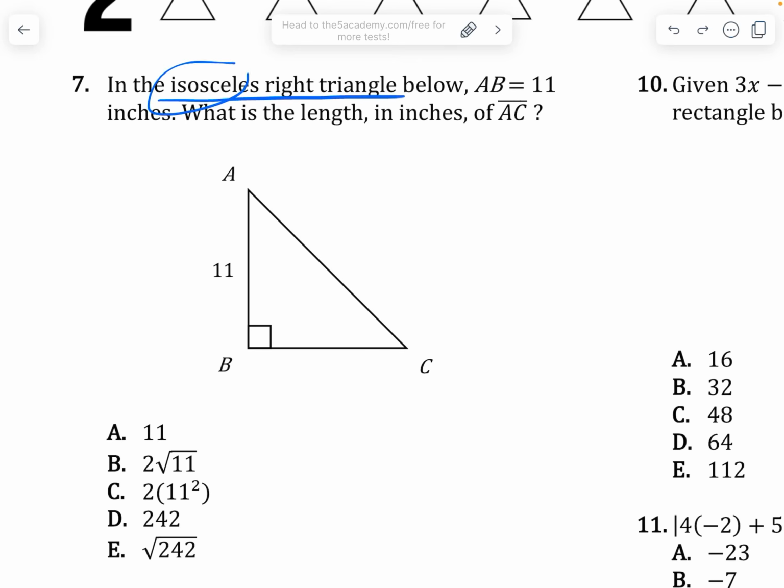Now, they add in the isosceles bit to make it even easier. If you remember what an isosceles triangle is, it's where you have two side lengths that are equal to each other. So usually isosceles triangles, you'd think it looks like this, where these two are equal, right? This is equal to this, and you have a short one. But you can have a version of that that's actually a right triangle, which is what you have here.